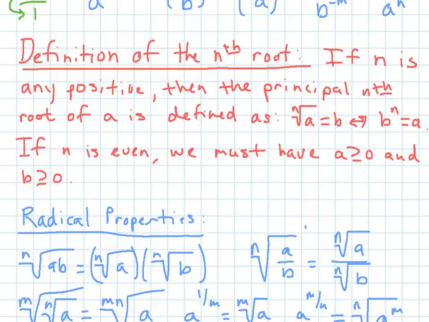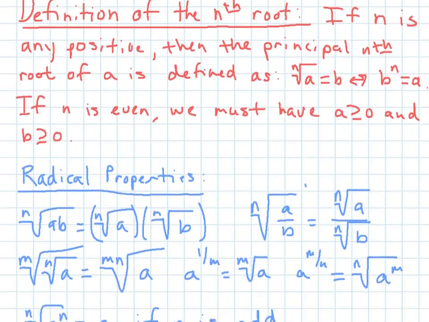Now, if n is even, we must have a greater than 0 and b greater than or equal to 0. Okay, so that means that both of them need to be 0 or a positive number for it to work in an even power. If it's odd, then that really doesn't matter that much. Okay.